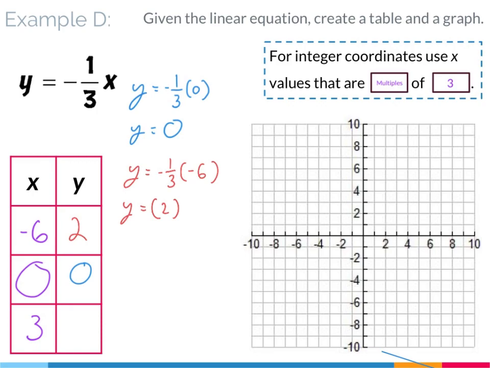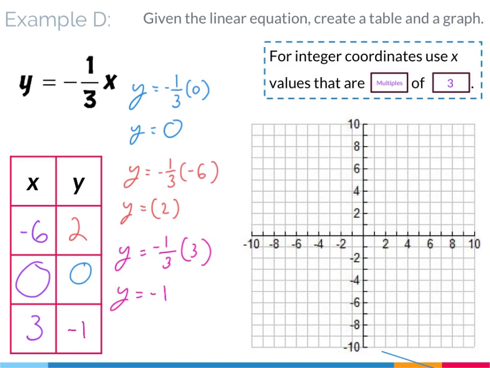Then I'm going to plug in my last value down at the bottom. So y equals -1/3 times +3, and when I do that, remember a negative times a positive gives me a negative, and 1/3 times 3 gives me -1. Now that I've got all of my points, let's plot those on my graph.